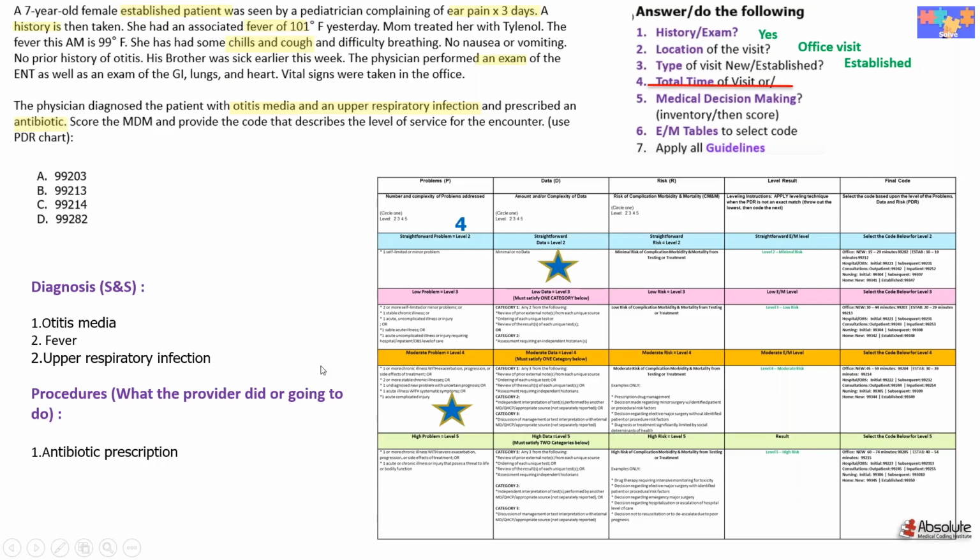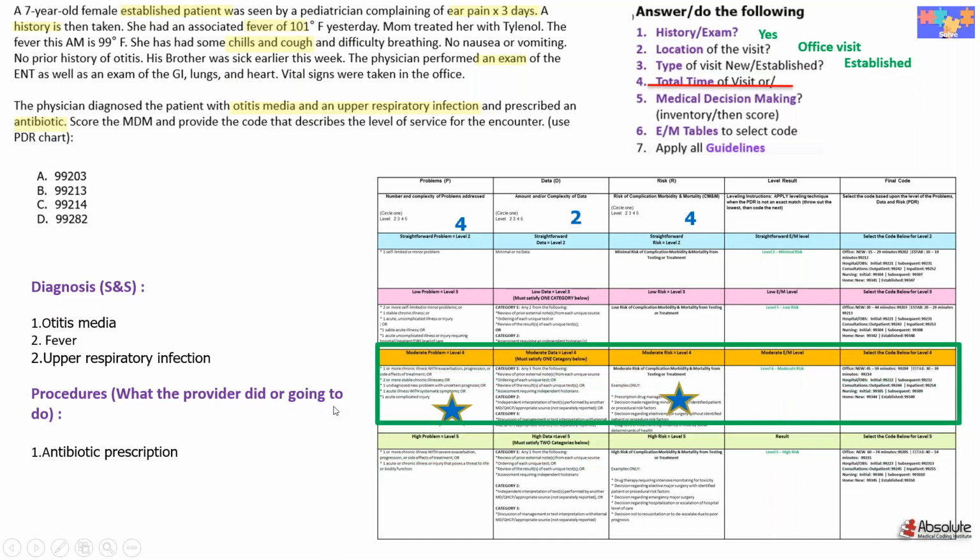So in data, no data was reviewed for this scenario. So that is going to be minimal or no data. And for the risk, yes, you saw that there is a prescription drug management, and that will straight fall into a moderate level for risk. So as we do, we remove the lowest level and select the next highest, and this one is going to be a moderate risk MDM, and the CPT code is going to be option C 99214.